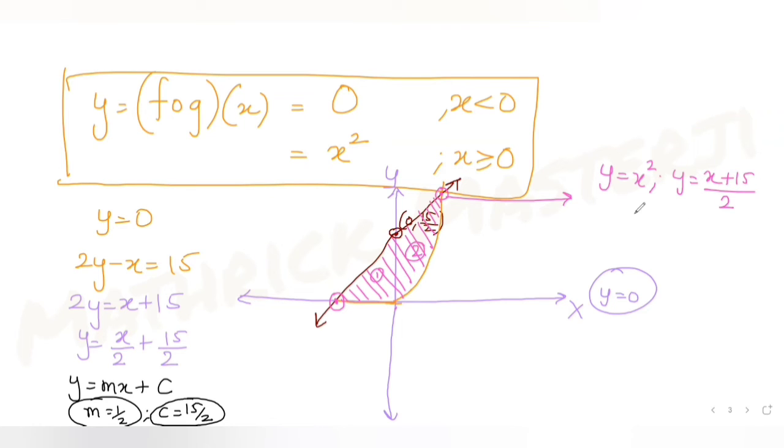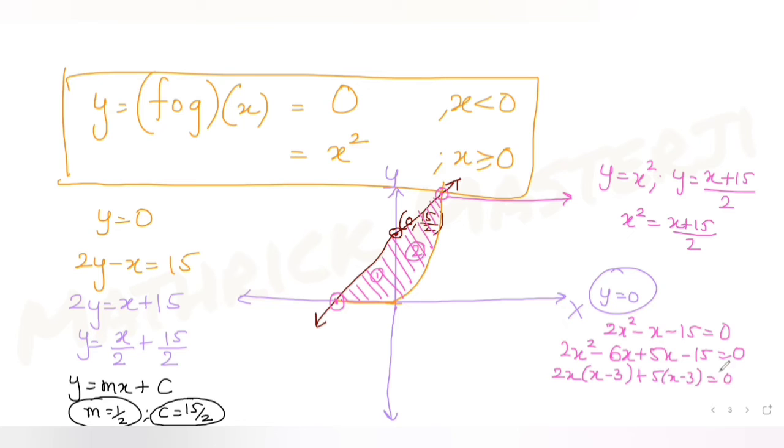If I equate both of them, x square equals x plus 15 over 2. The 2 goes there, and it becomes 2x square minus x minus 15 equals 0. Now it's minus 30, so I can write that as minus 6x plus 5x minus 15. So 2x common, x minus 3, plus 5, x minus 3 equals 0. From here I get x is minus 5 over 2 or x is 3. x cannot be negative on the right hand side, so x has to be 3.